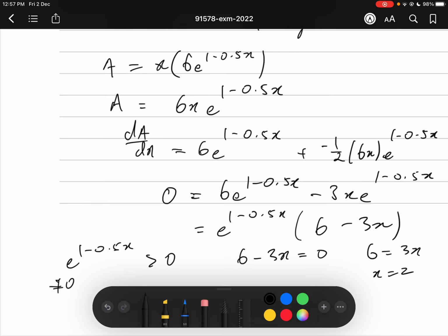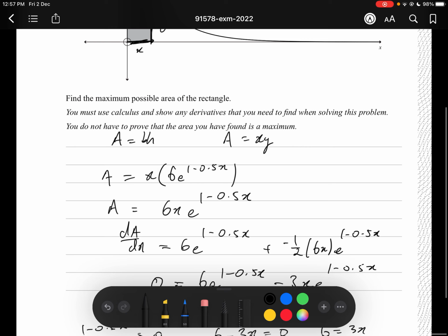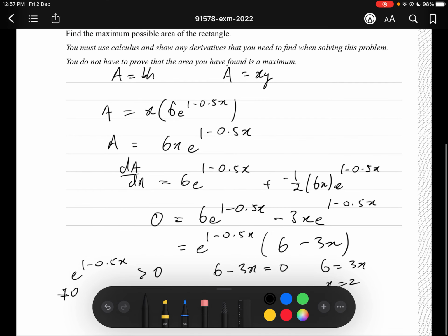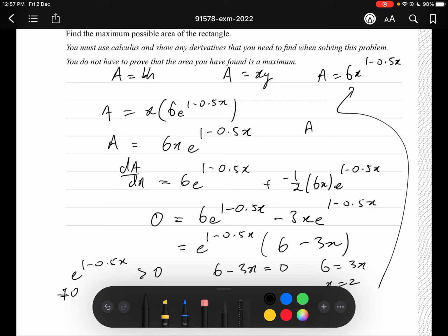So for x equals 2, we can now substitute back into our equation to find the maximum possible area. So let's find the maximum possible area. Just do it here. Area equals 6x times e to the power of 1 minus 0.5x. Area equals 6 times 2 times e to the power of 1 minus 0.5 times 2, which is 0. So that's just 12 units squared.